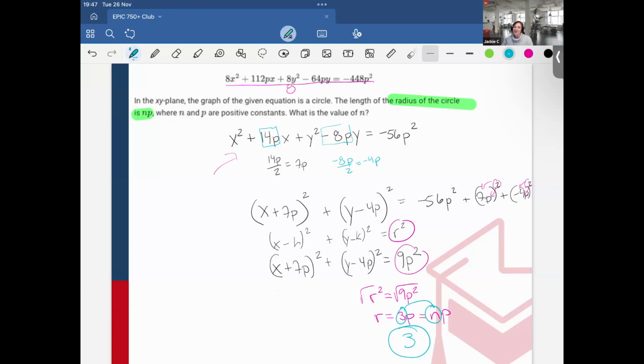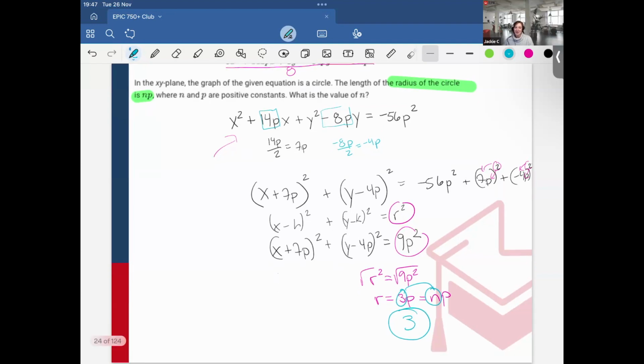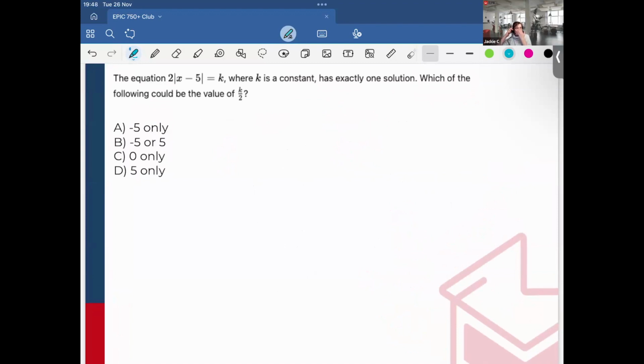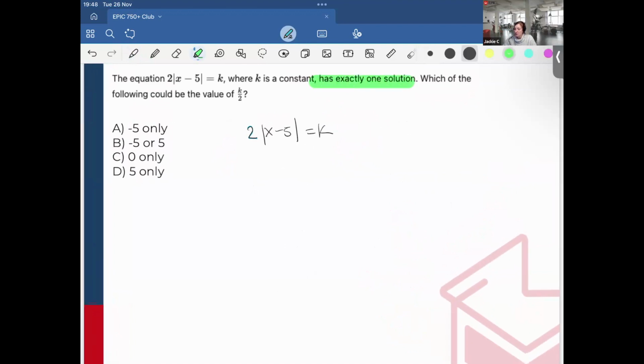I'll do a couple more. Oh my goodness, look at this classic. SAT classic has shown up quite frequently. Okay, so it says the equation absolute value of x minus 5 equals k has exactly one solution. Interesting. Which of the following could be the value of k over 2?